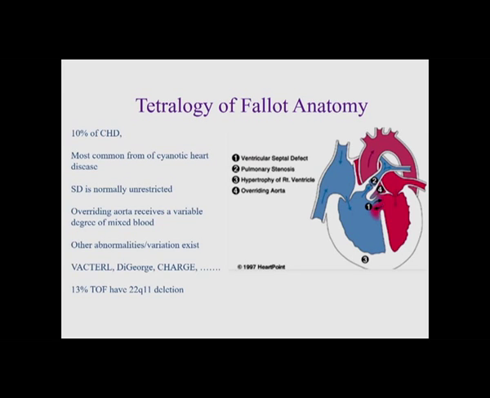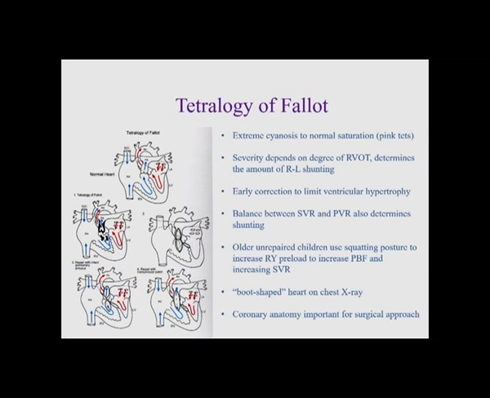TOF is another mixed lesion where it is really important to have a balance between pulmonary and systemic resistance. And sometimes you have older children that have not been repaired. In order to control the systemic resistance, they go in the squatting position. They increase the systemic resistance like this, and so more blood is allowed to go into the pulmonary system.